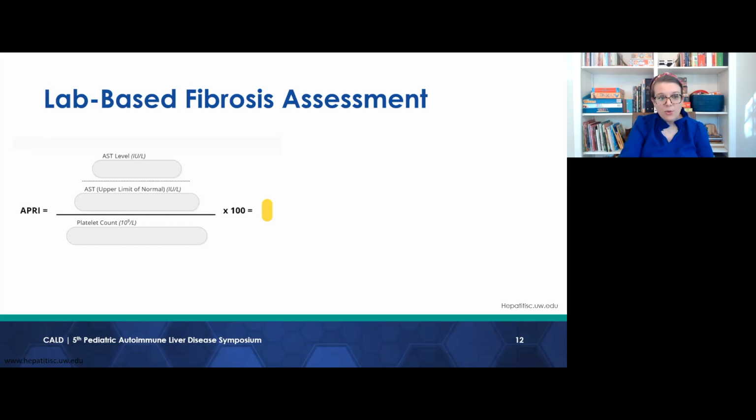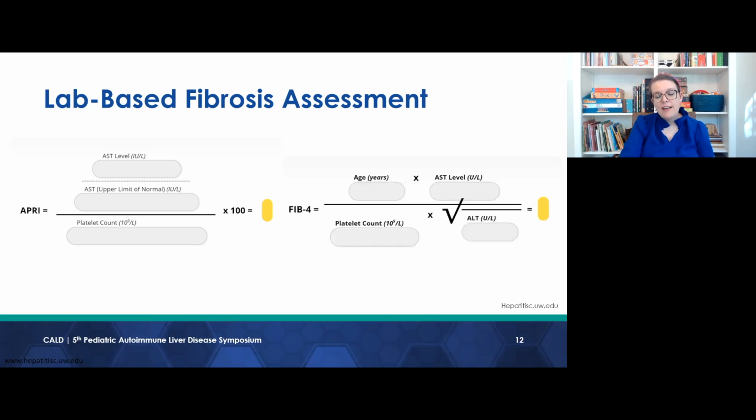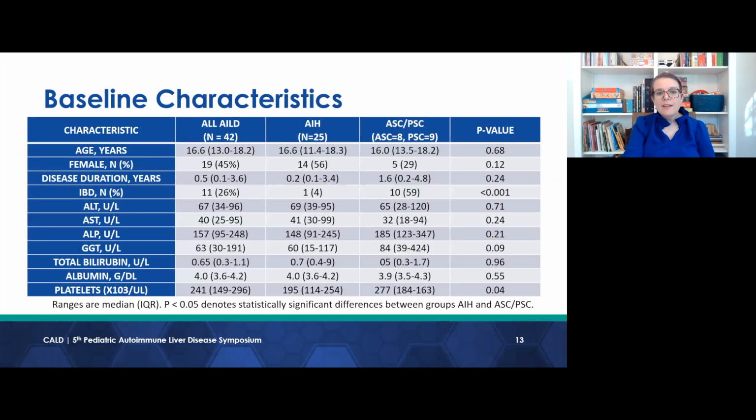One is called the APRI score, and this uses liver enzyme elevation and platelet count, as well as the FIB-4, which also looks at liver enzyme elevation, but also includes age. And so these are some non-invasive ways, mainly in the viral hepatitis literature, to look at fibrosis. So for this study, looking at the results, these are the baseline characteristics of the study population.